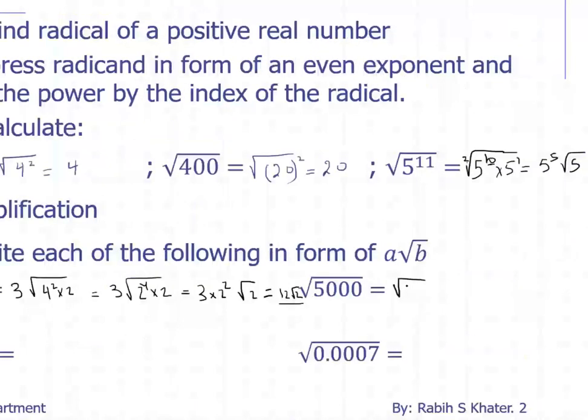Radical 5000. Try to write it in the form of a power of 10. Now it's 5 times 10 to the power 3. 3 is not an even power. We'll try to write it in the form of 5 times 10 to the power 2 times 10. Finally, we will get 10 square root of 10 times 5, 50.